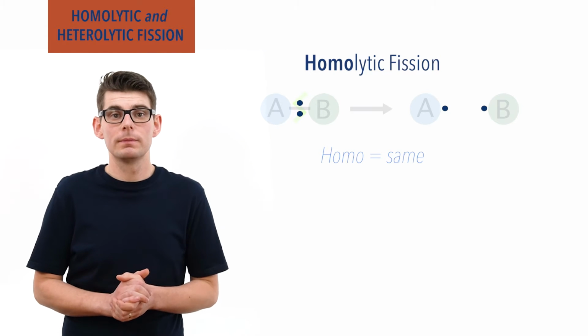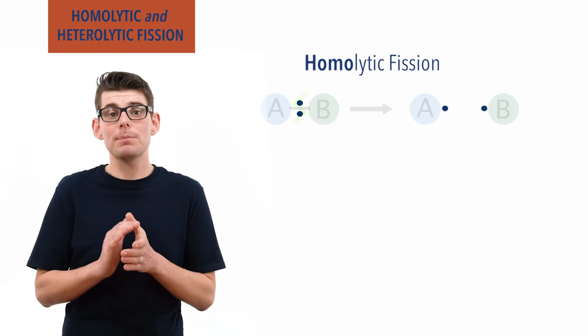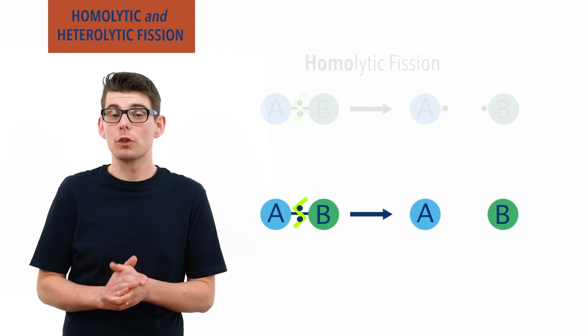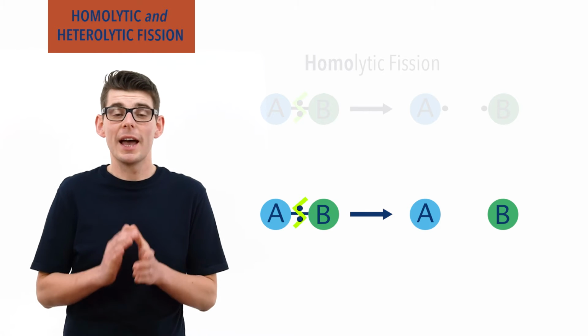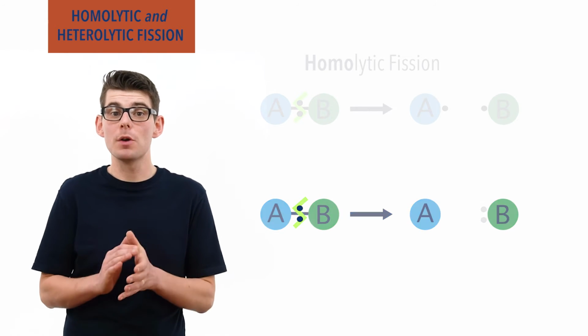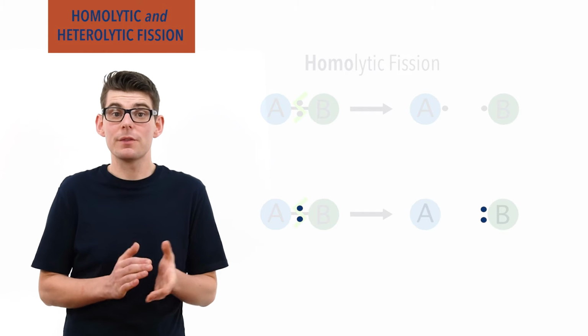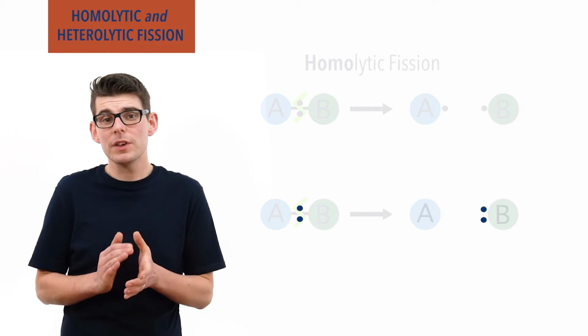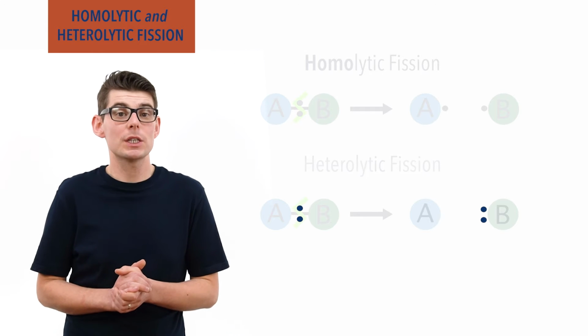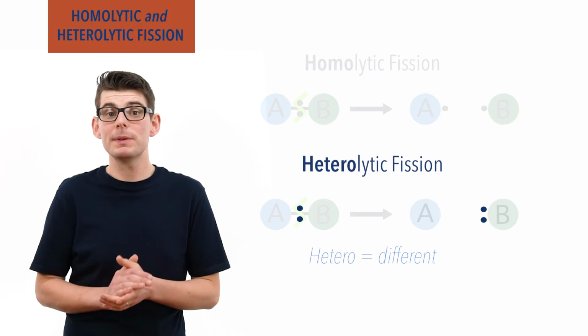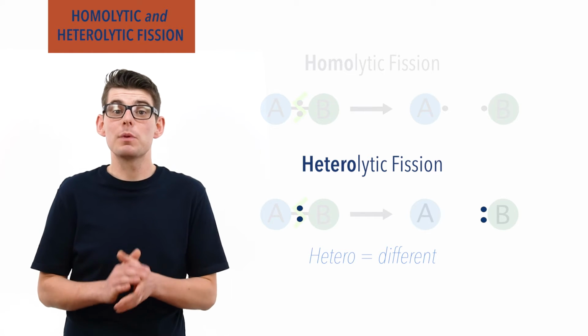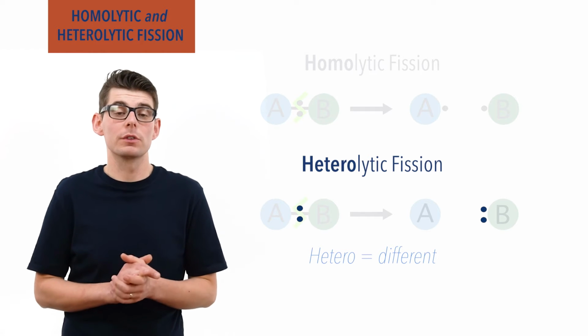However, as the bond breaks, the bonding pair of electrons could also be unequally shared between the two atoms, and one atom can end up taking both the electrons, and the other none. This kind of bond breaking is called heterolytic fission. Hetero meaning different, as in the two species that were bonded end up with a different share of electrons from the bond.